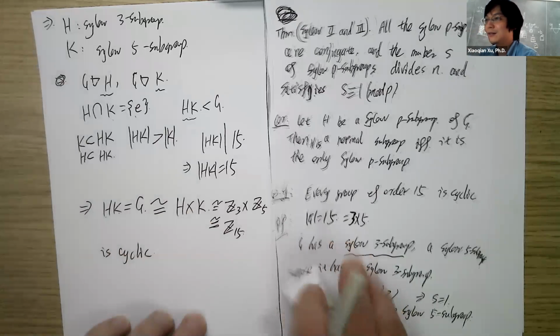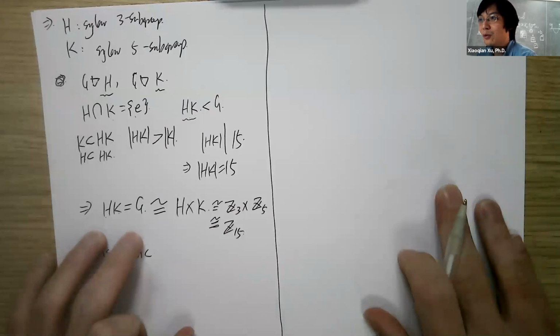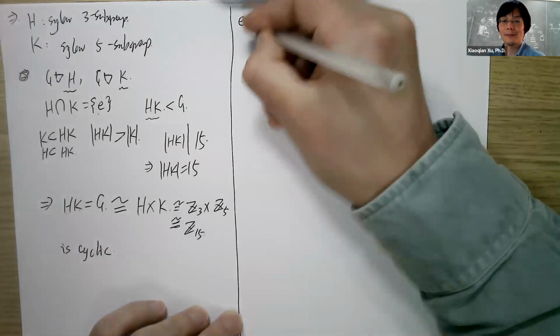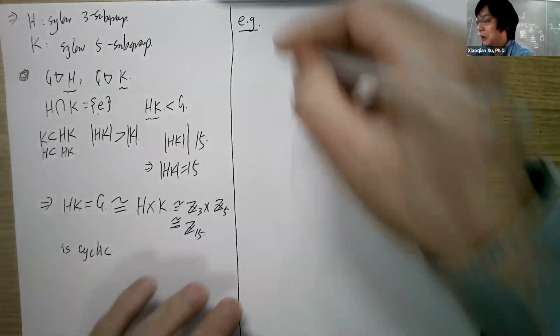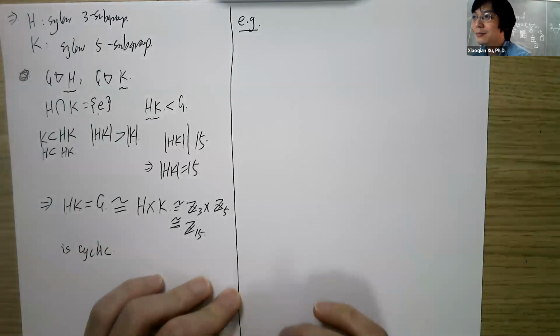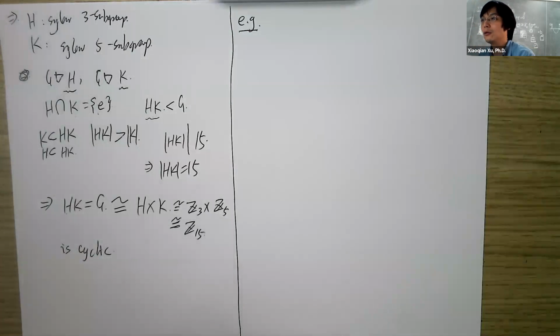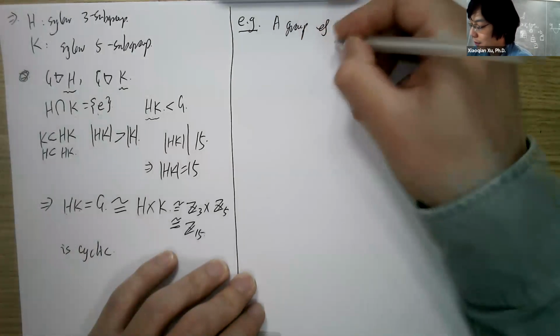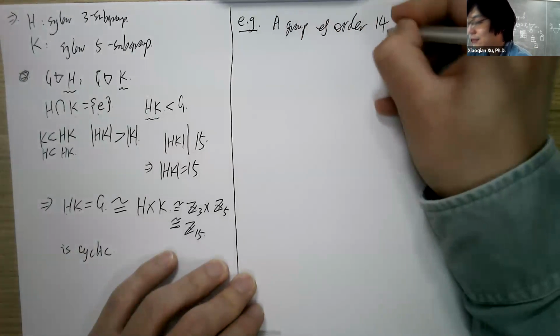Okay, so then let me show you one additional example. This example does something similar to what we did in the previous example. That example was an order 15 group. What if you have a group of order 14?